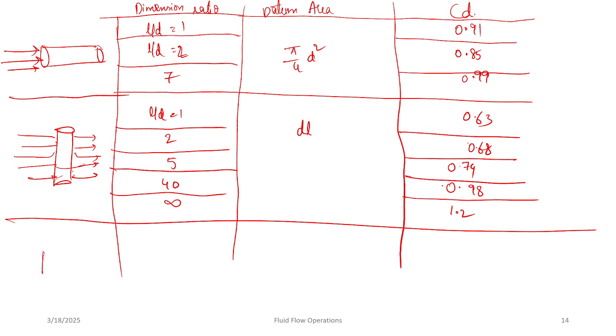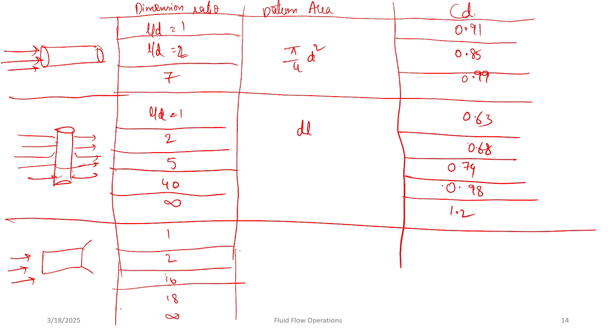Okay, and let's say we have an oblong board placed at right angles to the flow. In that case, if length and breadth are in the ratios of 1 to 10, 18, and infinite, that means length is very high when compared to breadth. Let's see how this changes.